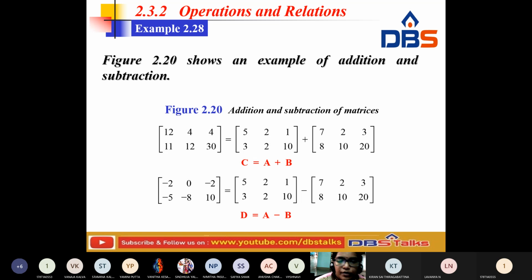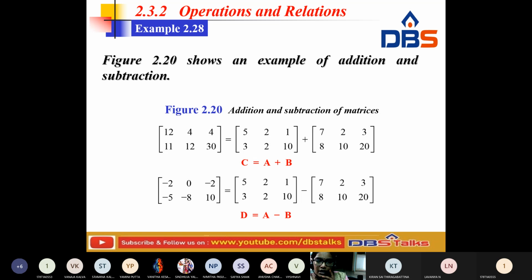Next, if you are going to perform the subtraction operation on this kind of matrices, here is how you do it. You have to subtract the first row first element of the first matrix from the first row first element of the second matrix, that is 5 - 7, which is -2. Next, the first row second element: 2 - 2 will become 0. Just like that, 1 - 3 will become -2.